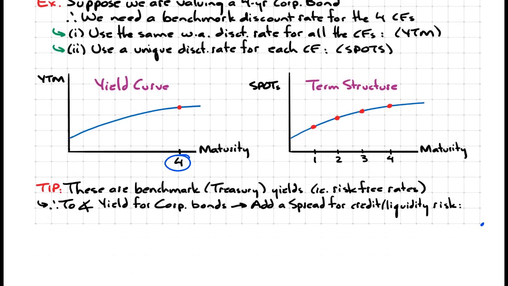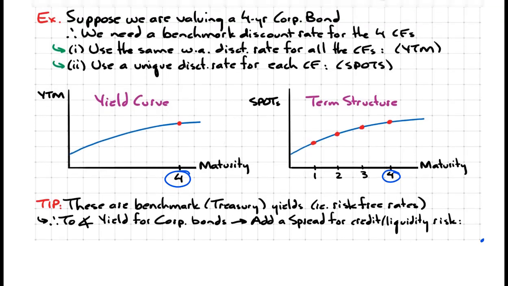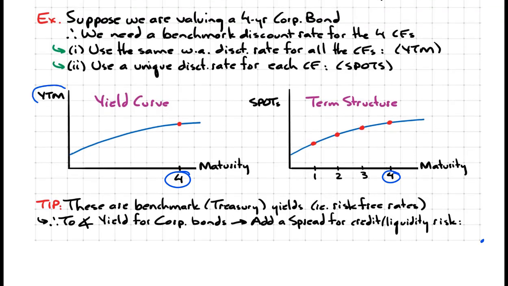So there it is. That's your 4-year maturity bond that we're looking at. Now, if you're using yield as your benchmark, we just need to know what the 4-year yield is. In other words, just give me the average over the 4 years. But if you're using spots, notice how we're using a unique discount rate for each cash flow. And I'll give you a good analogy.